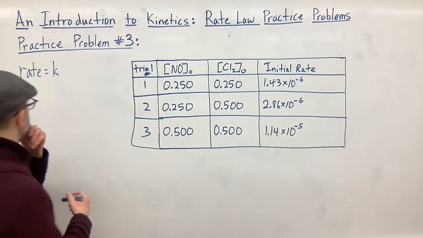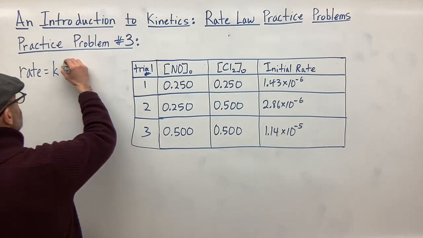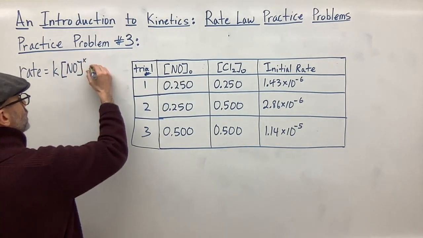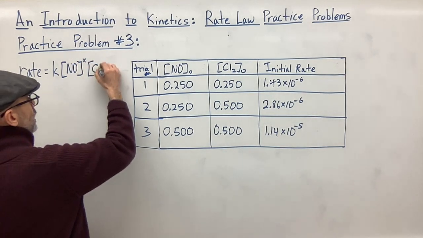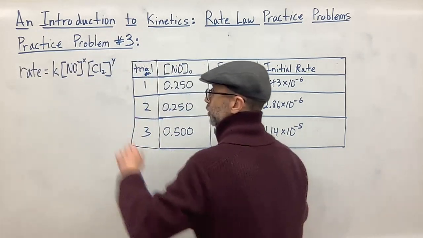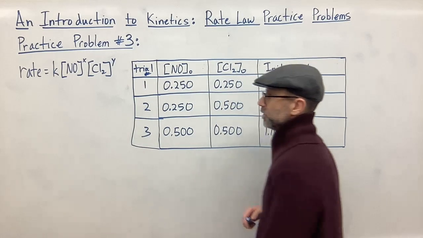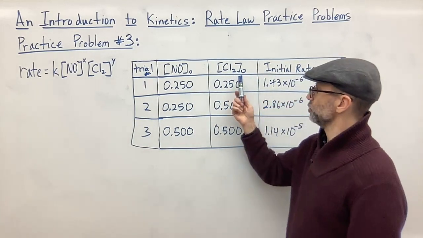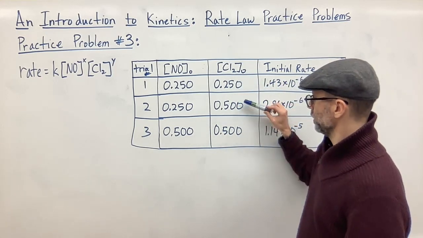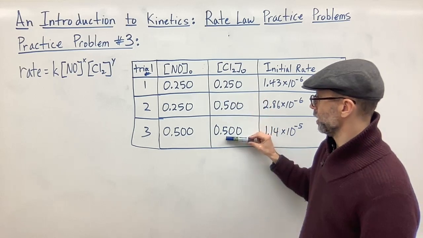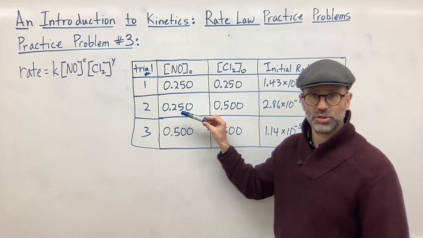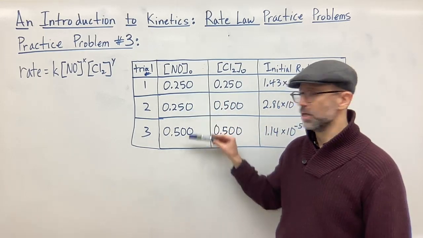So here we have our k, and so we have the concentration of NO to the X power multiplied by Cl2 concentration to the Y power. So let's do NO first. So we want to look at NO change in concentration. So we want Cl2 to stay the same. So we want to look at these two here. So trial 2 and 3, Cl2 concentration stays the same. But notice what happens to NO concentration. The NO concentration is doubled.